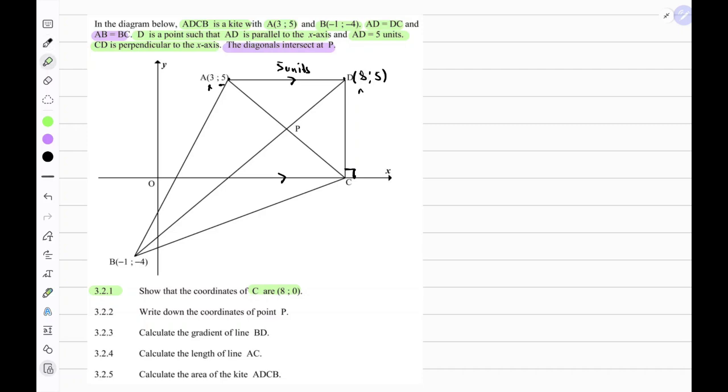And since this here is a perpendicular line, it means that if the x coordinate is 8 here, this also has to be 8. And point C just happens to fall on the x-axis, so the y coordinate is 0.